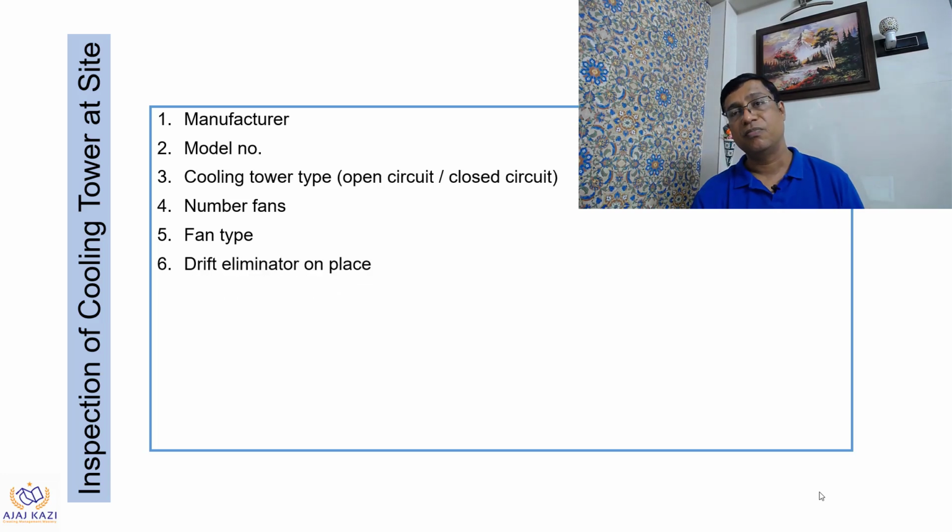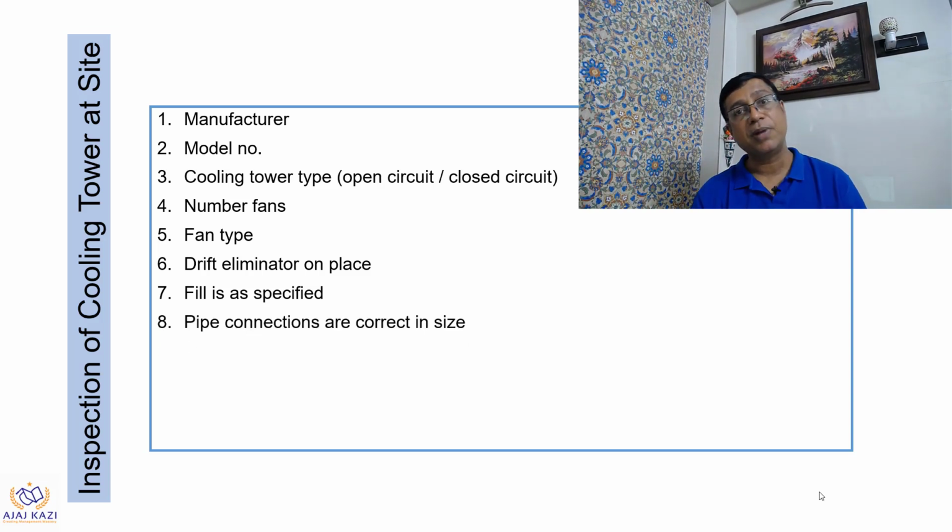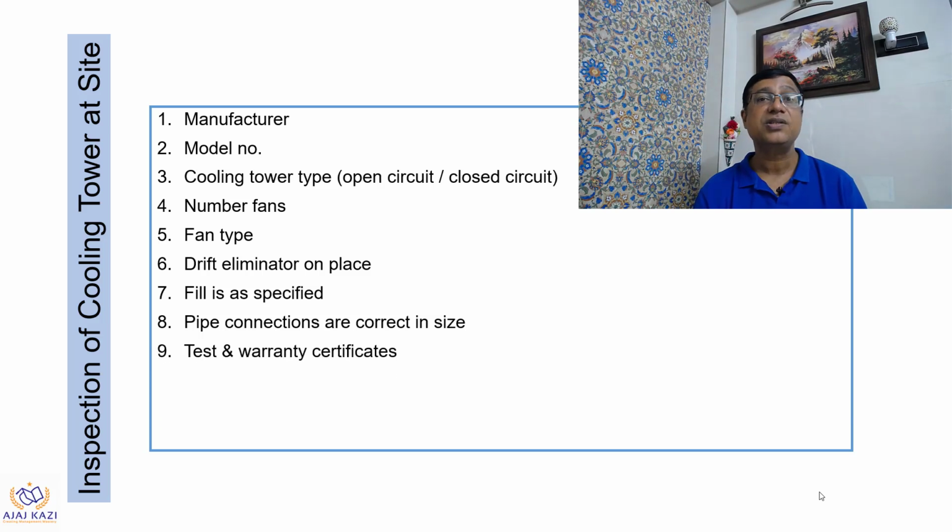Drift emitter, important aspect to avoid the water particle to go away, whether drift emitter is supplied or not. Fills, the number of fills, the fill specifications are delivered or not. Pipe connections, the inlet and outlet connections or drain connections or the equalizer connections are as per drawing, as per specification or design or not. Test and warranty certificates of the entire cooling tower from the manufacturer has to be there.